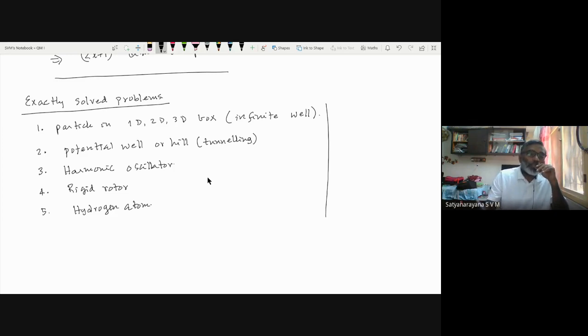But the answer actually is that there is nothing else that can be exactly solved. So what all can be solved, we solve in the first course on quantum mechanics, and everything else has to be solved in an approximate way. So the rest of quantum mechanics has to be solved using approximate methods.